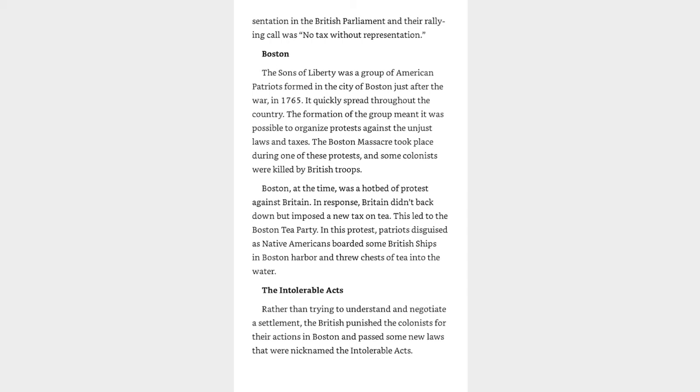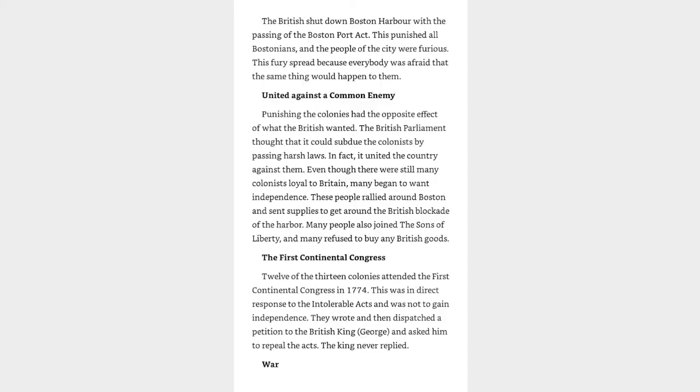Okay, now the next paragraph. The Intolerable Acts. Rather than trying to understand and negotiate a settlement, the British punished the colonists for their actions in Boston and passed some new laws that were nicknamed the Intolerable Acts. The British shut down Boston Harbor with the passing of the Boston Port Act. This punished all Bostonians, and the people of the city were furious. This fury spread because everybody was afraid that the same thing would happen to them.